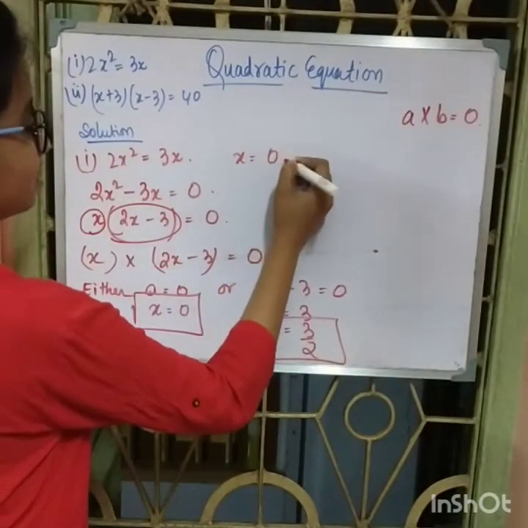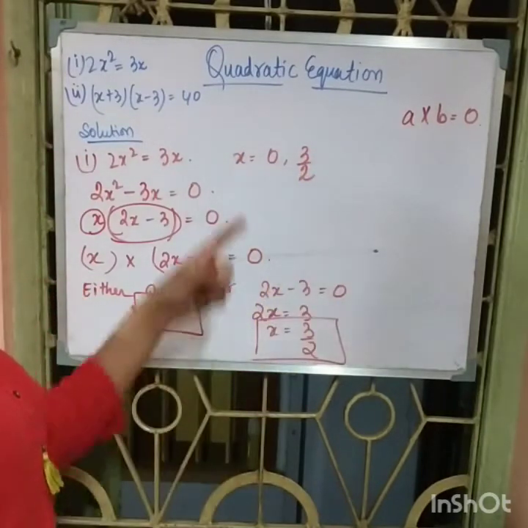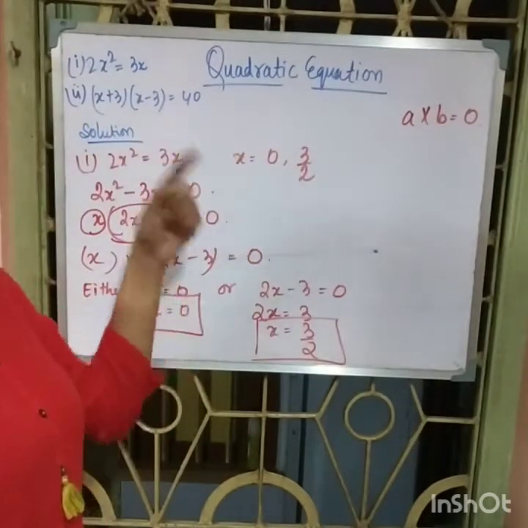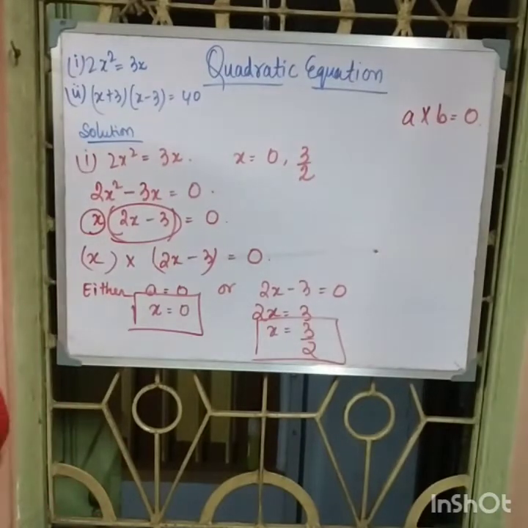One is x is equal to 0 or x is equal to 3 by 2. This means if we put 0 here, the equation will be satisfied, or if we put 3 by 2 here, also the equation will be satisfied. Is it clear?